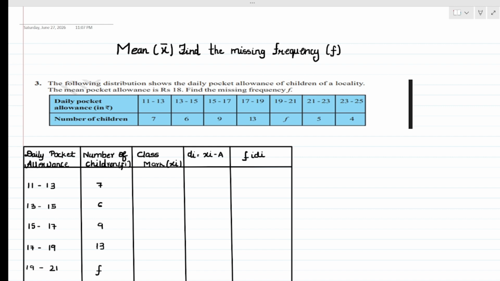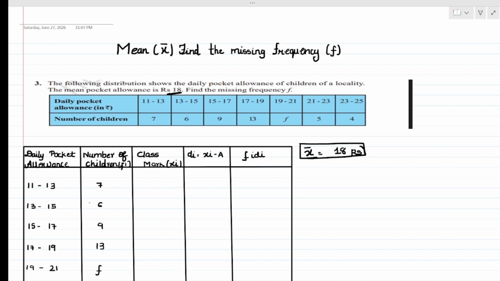Your question says, the following distribution shows the daily pocket allowance of children of a locality. The mean pocket allowance is given, that means your answer is given over here. Your X bar is already given, which is equal to 18 rupees. This is your X bar. The question is to find the missing frequency F. That means you need to find out F.